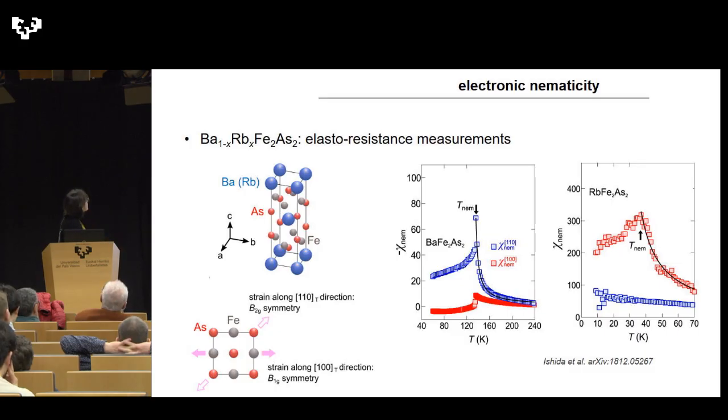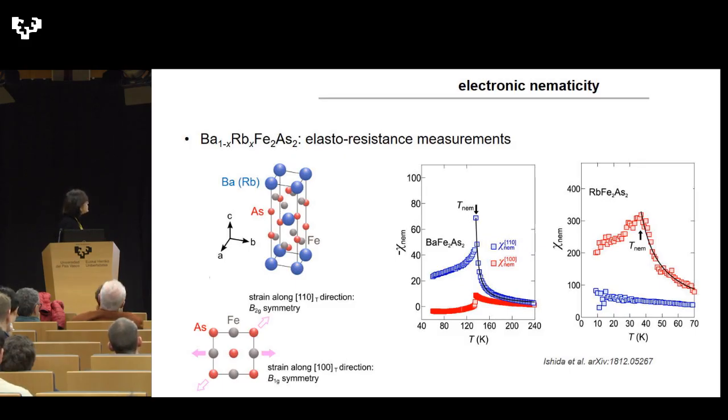So here, the experiments that have been done by Ishida and collaborators are elastoresistance measurements. What you do is you measure the variation of the resistivity in the system when you apply an external strain, which is controlled by a piezoelectric device. Now, depending on how you apply this strain, whether along the iron-iron distance, or along the 110 or along the 100, you get different behavior of the nematicity.